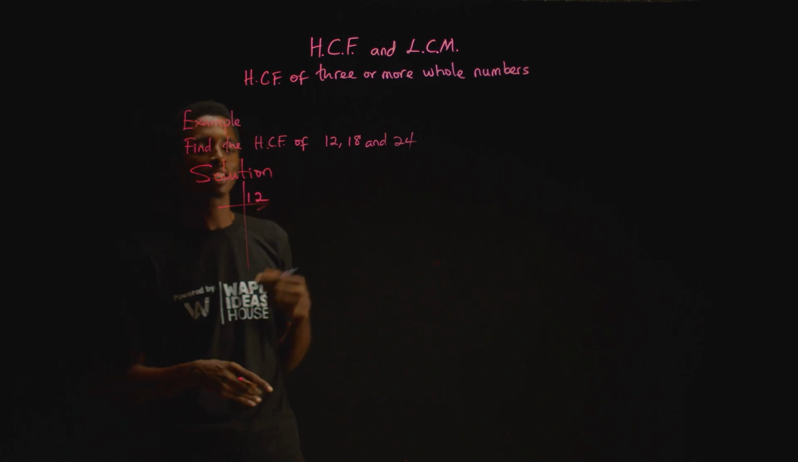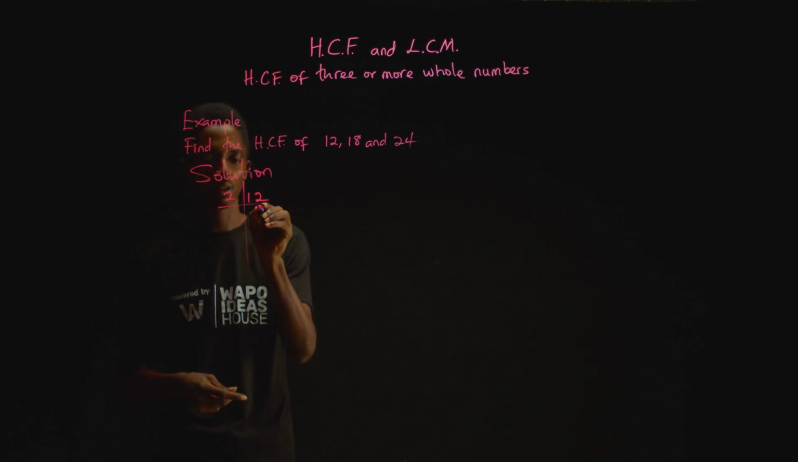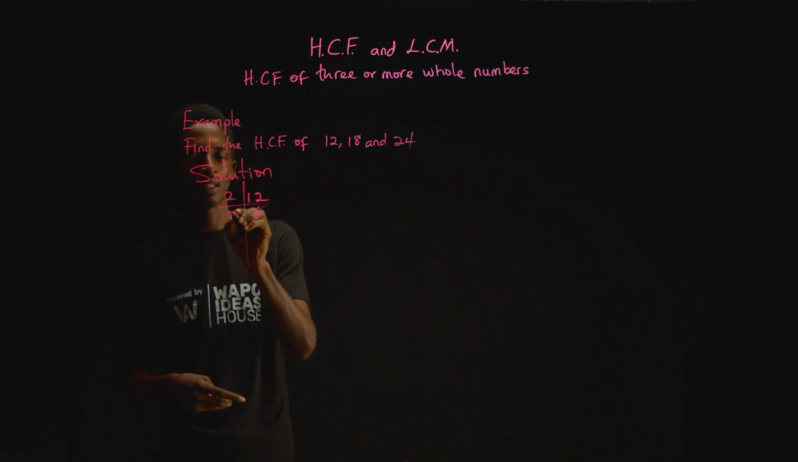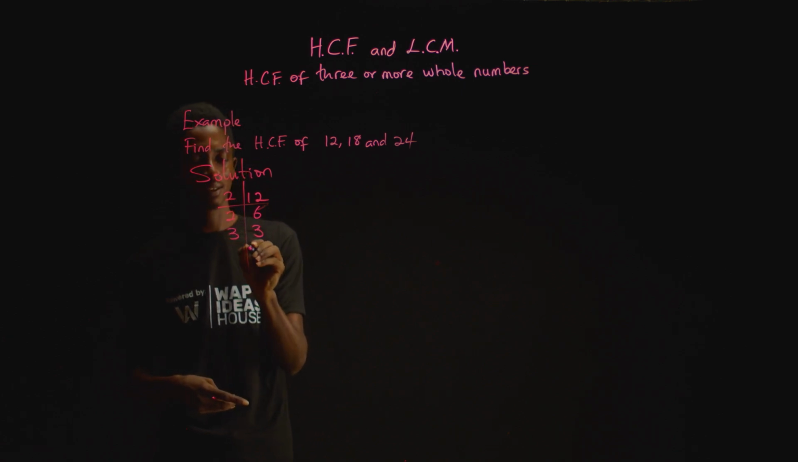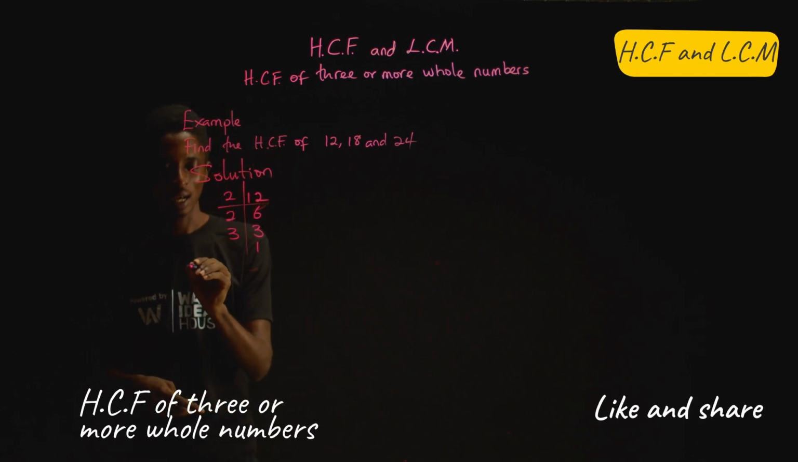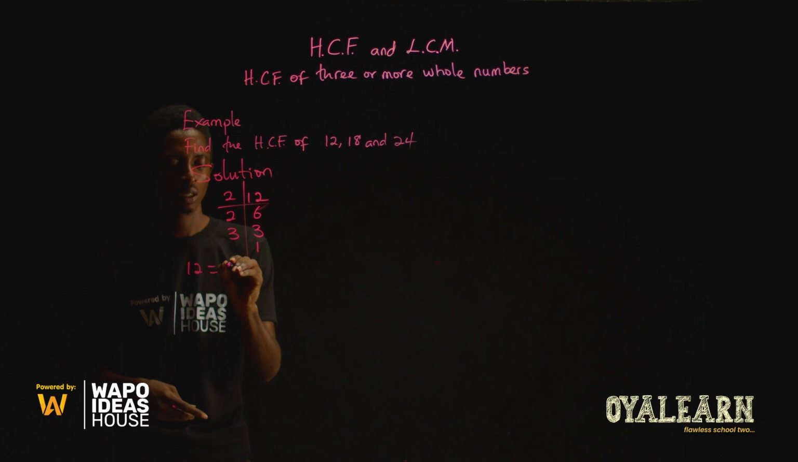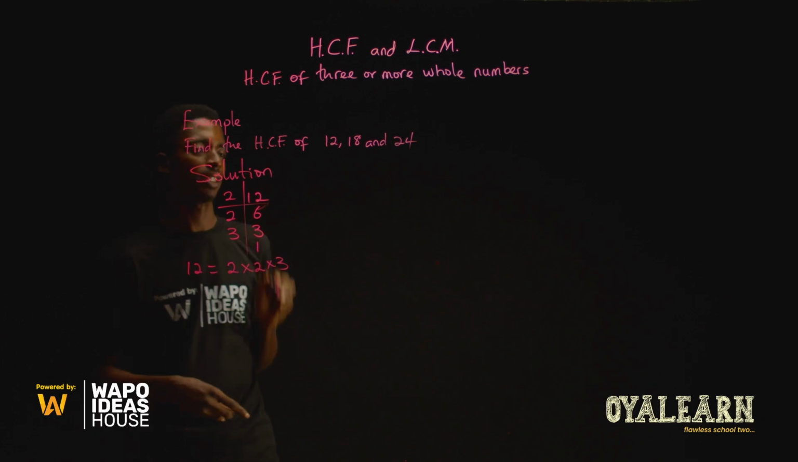Now the number that divides 12 without remainder, we start with 2. 2 in 12, 6. 2 in 6, 3. And then 3 in 3, 1. So that means 12 equals 2 times 2 times 3.